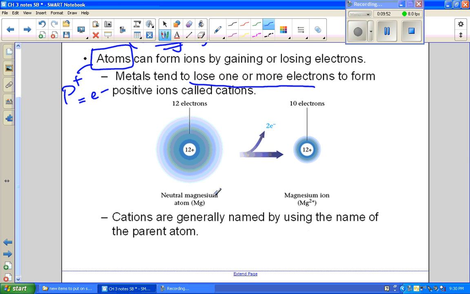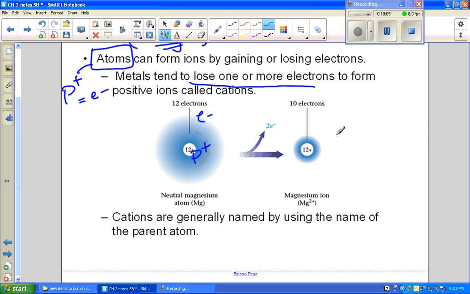So here, if I take a look at magnesium, and if I look in the periodic chart, its atomic number is 12. So that means as a neutral atom, as we just talked about here, I have to have 12 protons, which is what is in my nucleus, and 12 electrons, and they are equal.